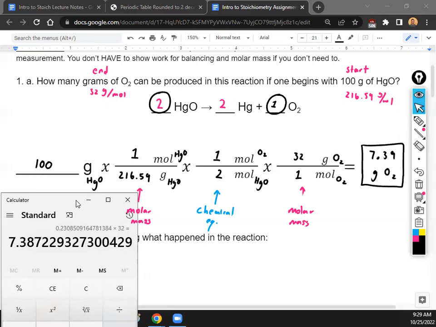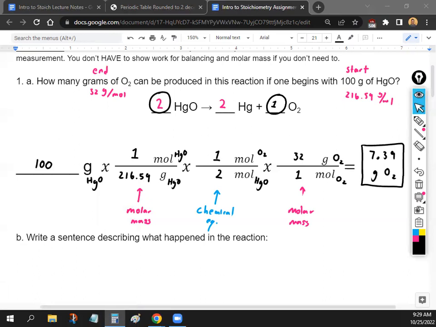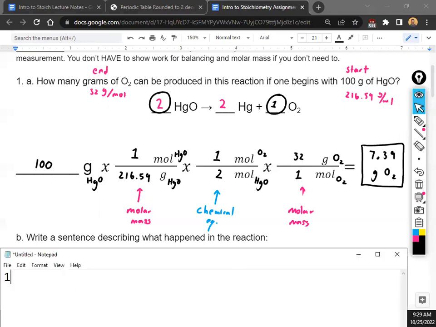Okay, and then for the last part, for the sentence, all we need to write is our starting number. The starting number is 100 grams of HgO produces 7.39 grams of O2. And there you go. That is everything.